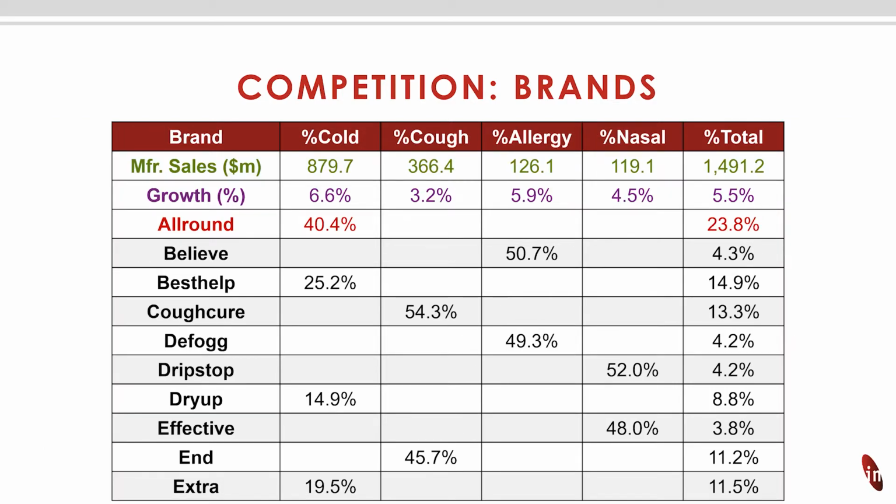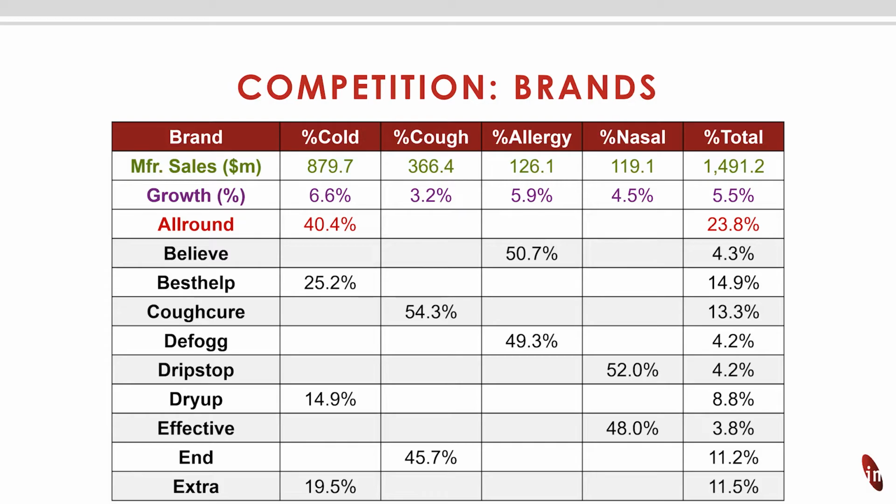This table presents the market size in manufacturer dollars and last year's sales growth for each of 4 broad product categories: cold, cough, allergy, and nasal. Each brand is categorized into one of 4 categories based on the label on the box. This is not necessarily how the product is always used. For example, if I have a nagging cough and the only medicine I have in my house is All-Round, a multi-symptom product, I may take All-Round to help me with my cough. To understand how consumers are actually using the various products, you will need to conduct market research.